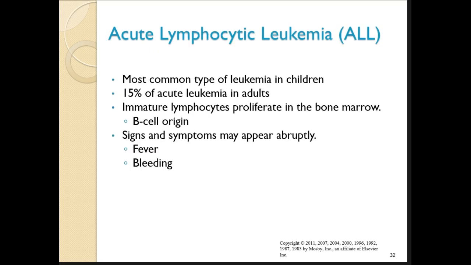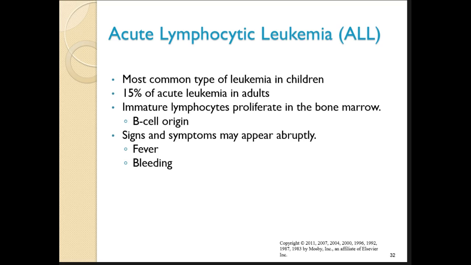Acute lymphocytic leukemia, or ALL, is the most common type of leukemia in children and accounts for about 20% of the acute leukemia cases in adults. In ALL, immature small lymphocytes proliferate in the bone marrow. Most are of B cell origin.